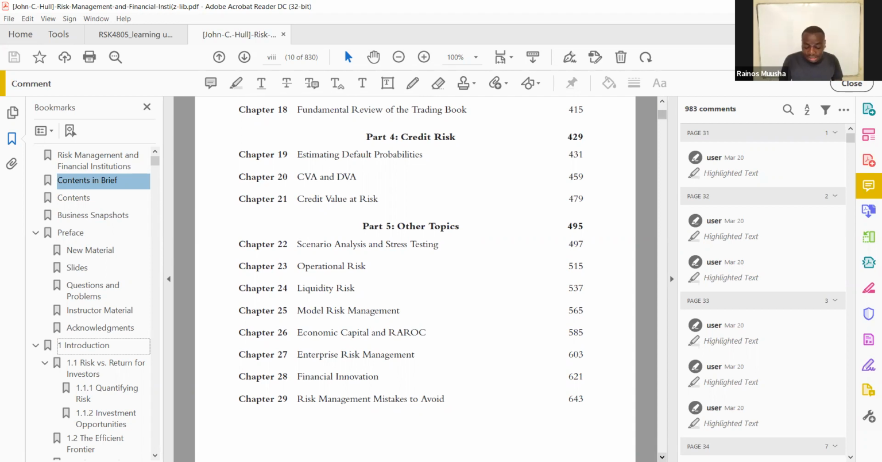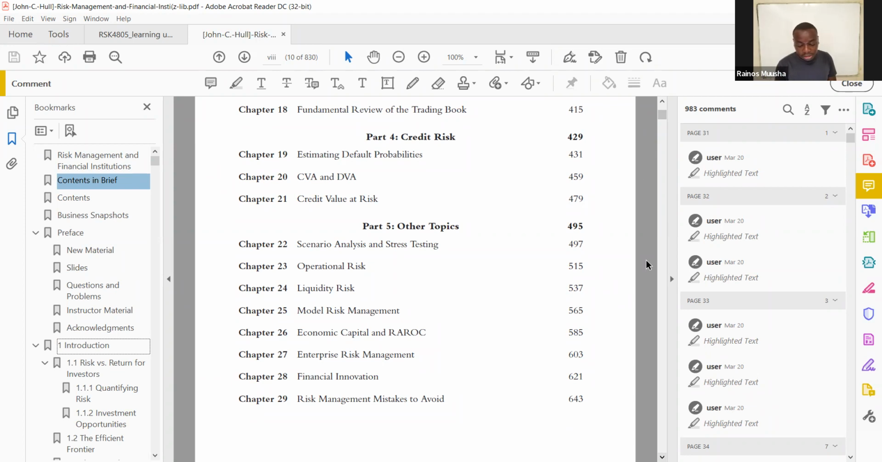Then the last study unit, which is study unit 9, is where we're going to be looking at risk management mistakes to avoid. It's a very short chapter. Usually, in the previous years, it has taken us about 30 minutes to an hour to go through this chapter. So there isn't much that you need to know, but it's a highly examinable section as well, because usually the lecturer brings it as theory questions.